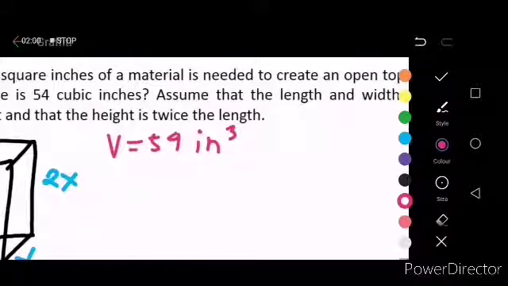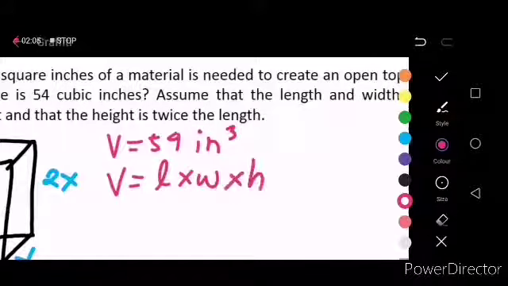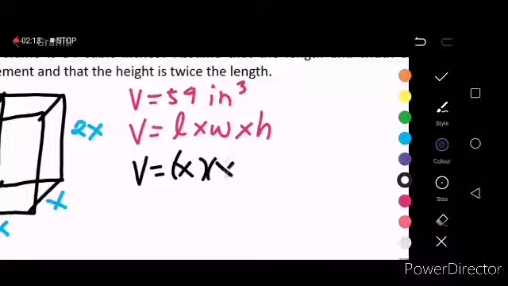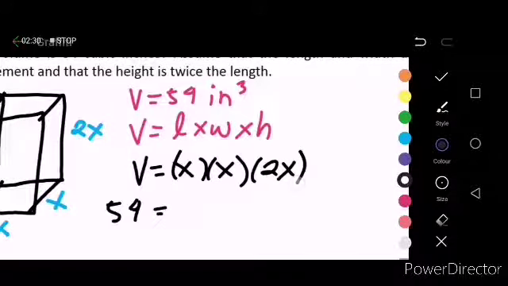Yes, the formula for the volume, which is, as you all know, is length times width times height. Substituting now the x for the length and another x for the width, you need to multiply this to their height or to the height of the box, which is equal to 2x. And by substituting the volume, which is equal to 54 as given, we have now the formula x times x times 2x. Multiply mo muna to ha. So pag minultiply yan, the answer is 2x cubed.